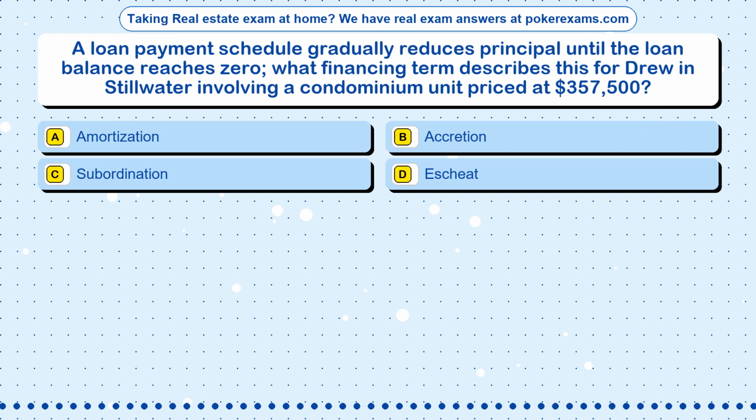Question 77. A loan payment schedule gradually reduces principal until the loan balance reaches zero. What financing term describes this for Drew and Stillwater involving a condominium unit priced at $357,500? Option A, amortization. Option B, accretion. Option C, subordination. Option D, escheat.